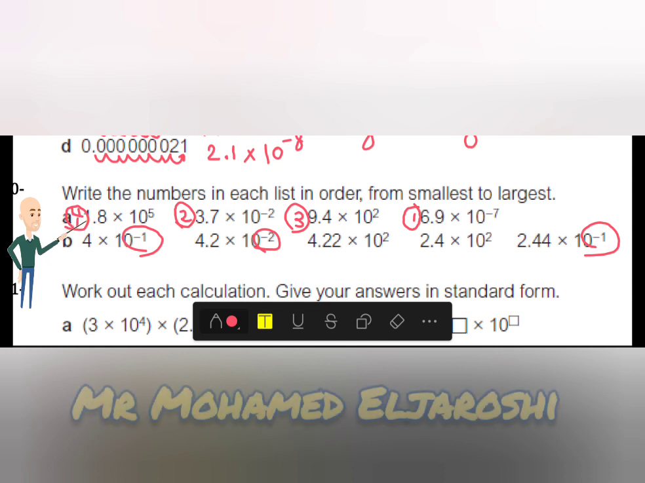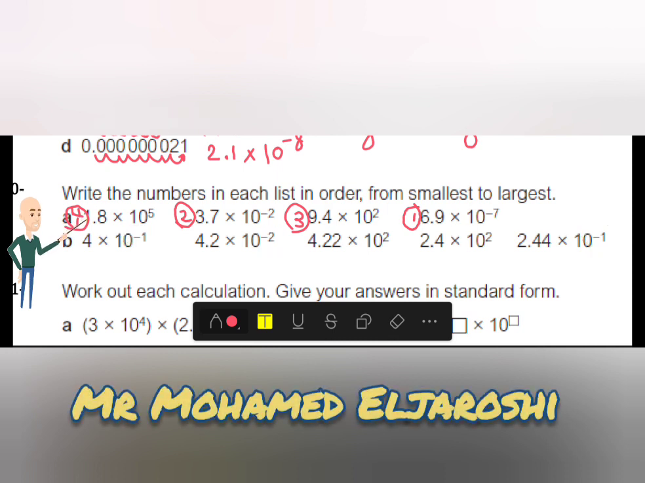Very good. It's negative 2. As we said, it's a negative power with the biggest number. So the first one is negative 2, which is this one. And then comes negative 1, right? But we have two numbers with negative 1 powers. So what do we do?